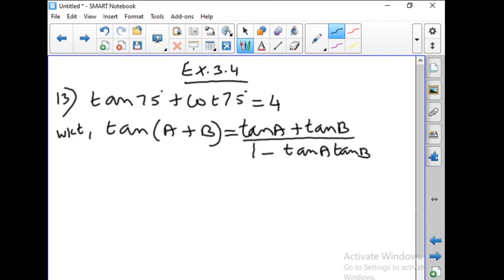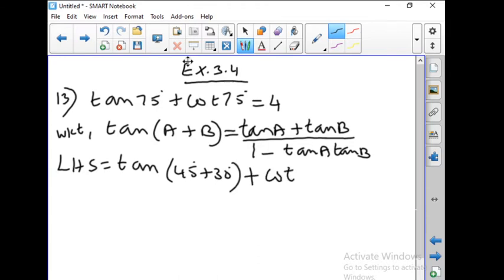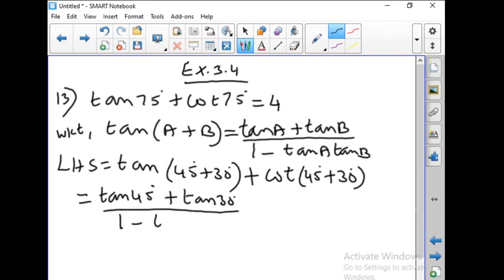So now 75 can be written as, so what is the left hand side? 75 we can write it as 45 plus 30. So cot also the same. Cot 75 is 45 plus 30 degree. So now we will use the identity. So what is it? Tan 45 plus tan 30 divided by 1 minus tan 45 into tan 30.